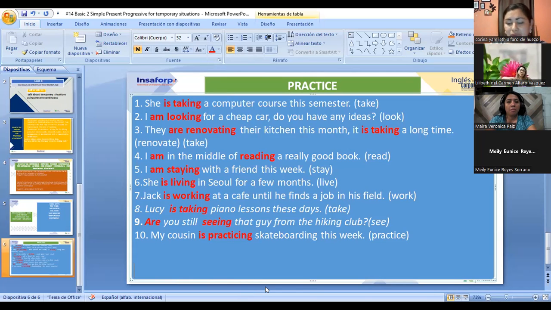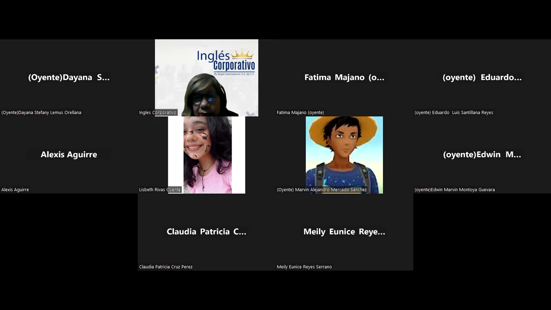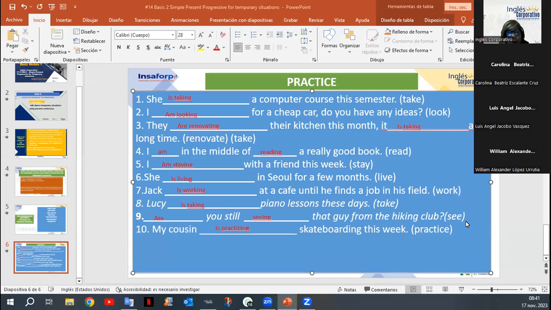Okay, here in the breakout, do it right now. Do you have any ideas? They are renovating their kitchen this month. It is taking a long time. I am sorry, Carolina, it is taking. Okay. Taking. I am in the middle of reading a really good book.